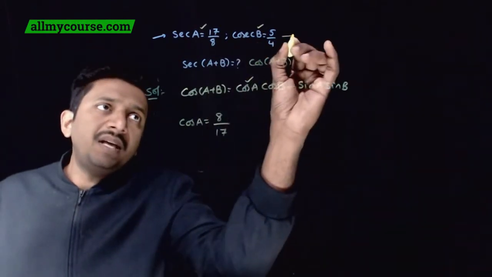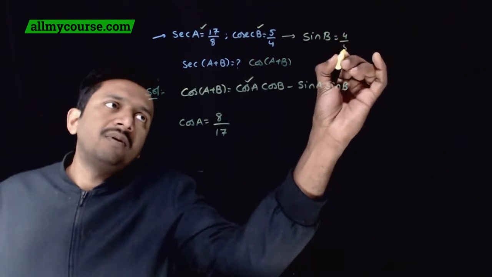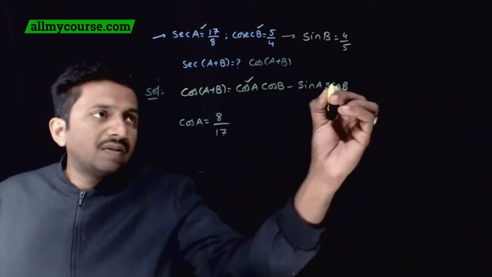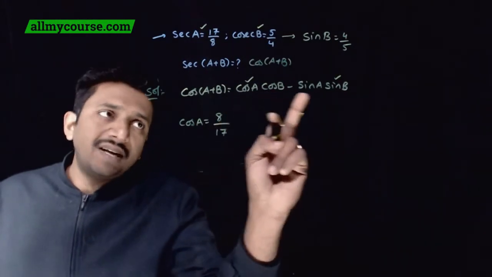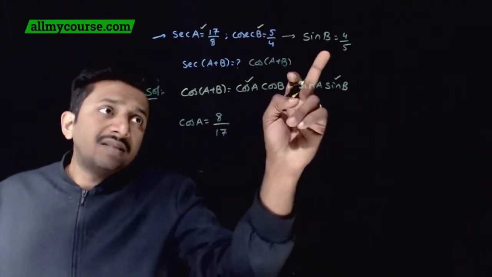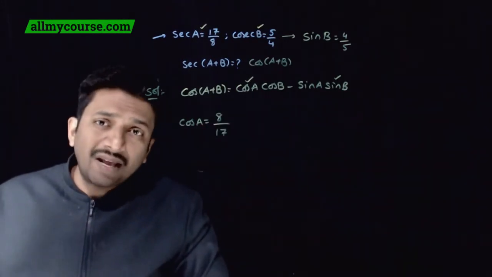Next, cosecant B is 5 by 4. That means sin B is equal to 4 by 5. So sin B is given. So cos A is given. Can I find sin A? Yes. Sin B is given. Can I find cos B? Yes. I'm going to use the triangle method.